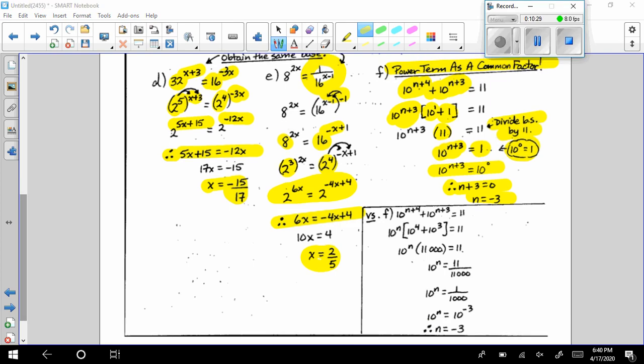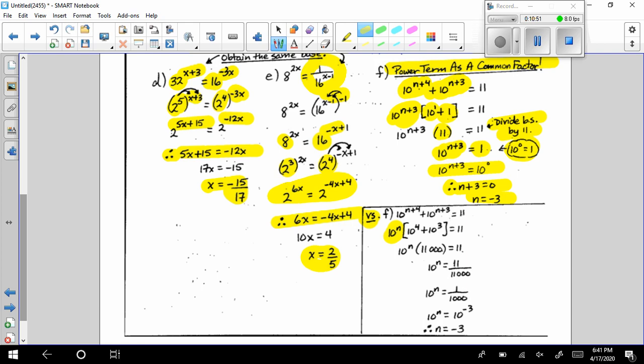Sometimes a person doesn't readily see that 10 to the power of n plus 3 is the greatest common factor. Sometimes it's all they can manage to realize that 10 to the power of n is a common factor. So I'm showing another alternative to answering that very same question. That's why I'm saying versus this version of the question.